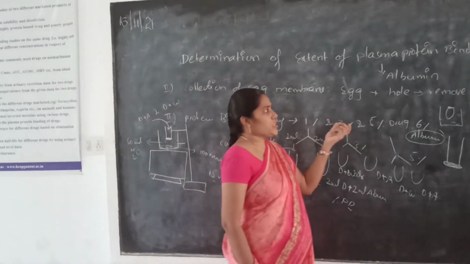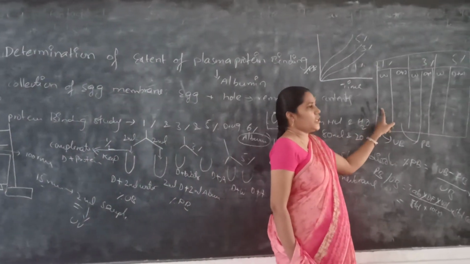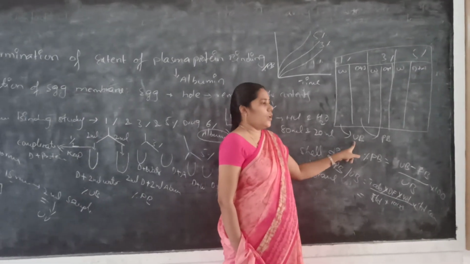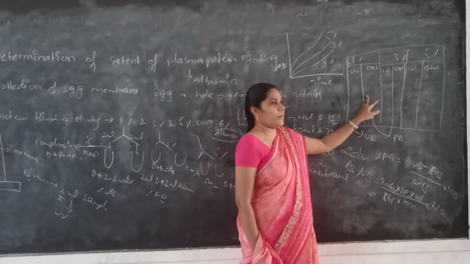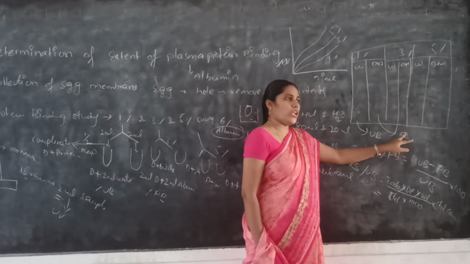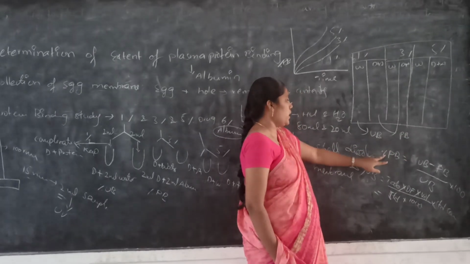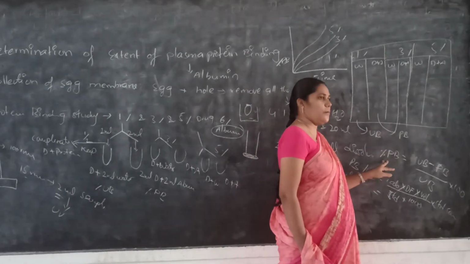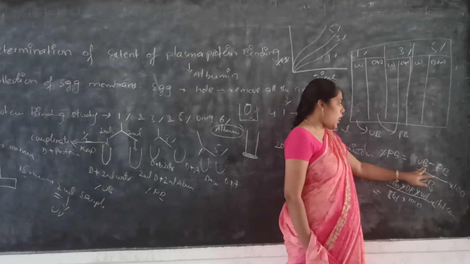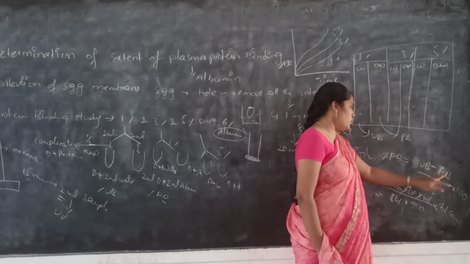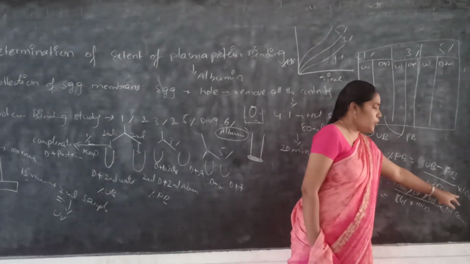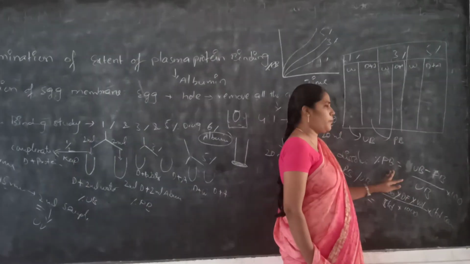The values we get from water indicate unbound values. The values from drug plus albumin indicate protein bound values. Finally, using the formula, percent protein binding is equal to unbound minus protein bound divided by unbound, into 100, we get the percent protein binding.